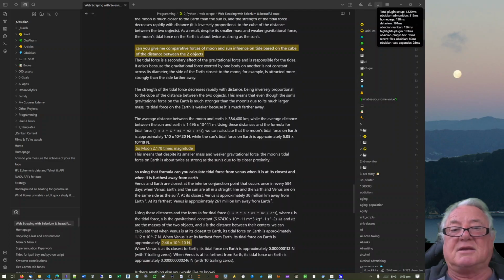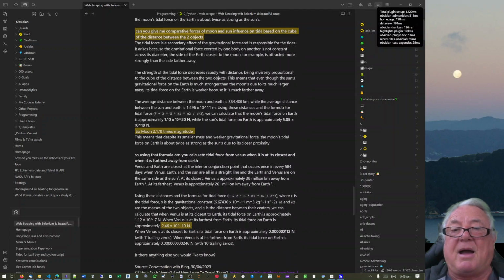So I said, well, can you give me comparative forces of the Moon and Sun influence on the tide? So it did a little bit of math, and it came up with the Moon's tidal force on the Earth is roughly 1.1 times 10 to the 20 newtons, and the Sun's tidal force is approximately 5.05 times 10 to the 19. So just looking at that, one's 20 and one's 19, and one's 0.5 and one's 1, so we're talking about one's about 2.